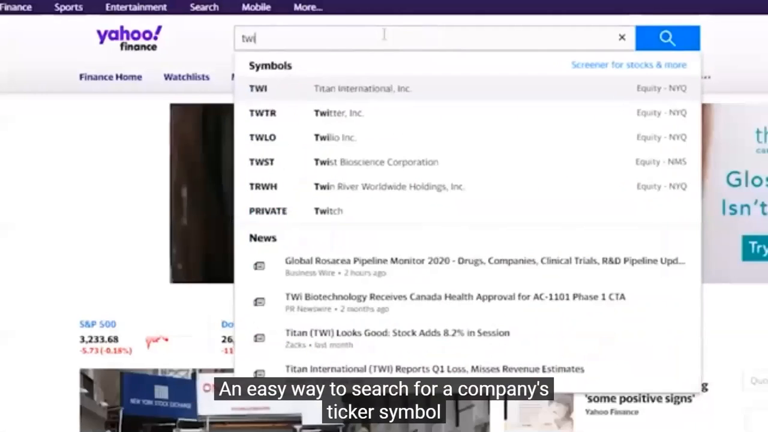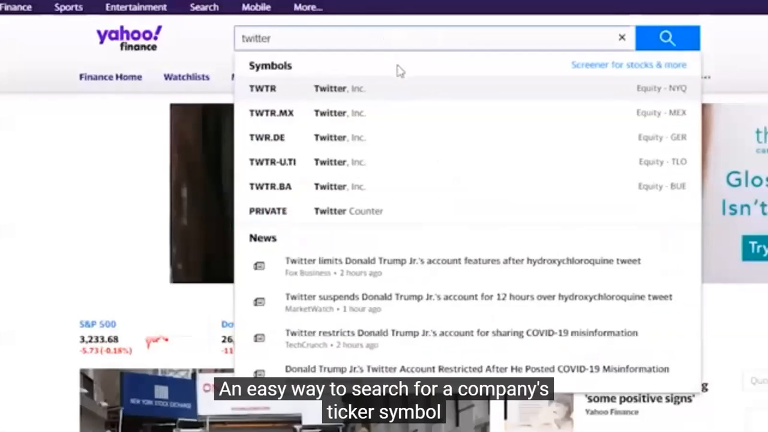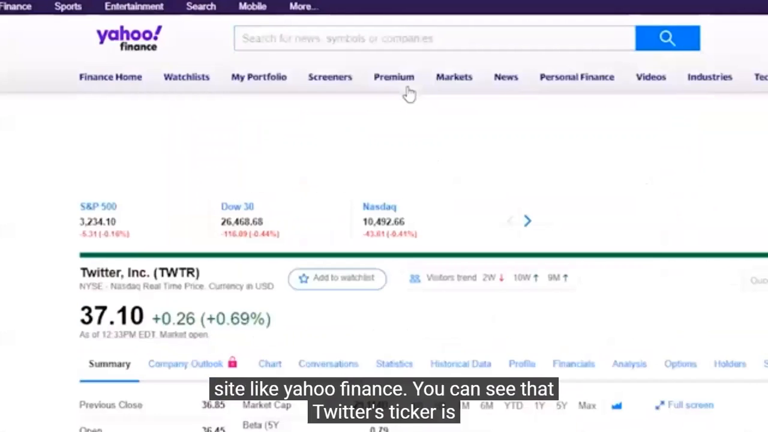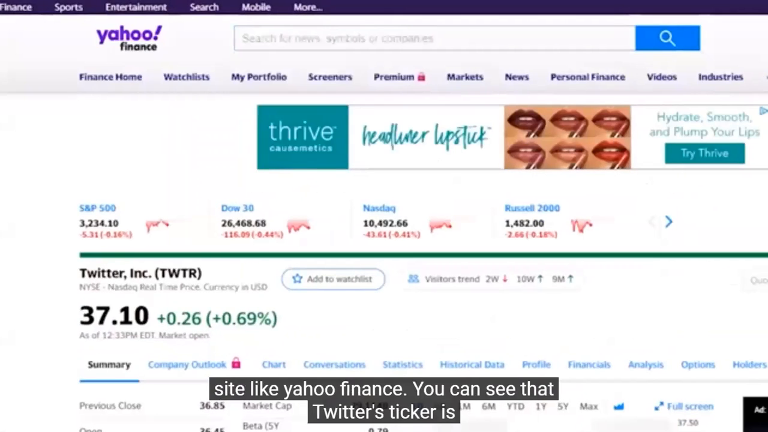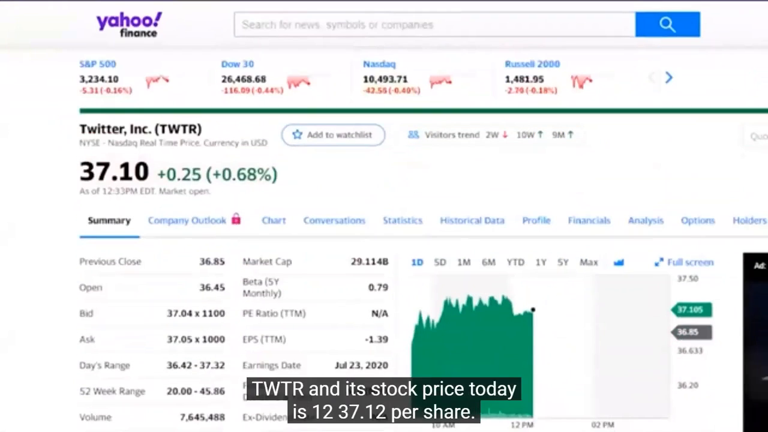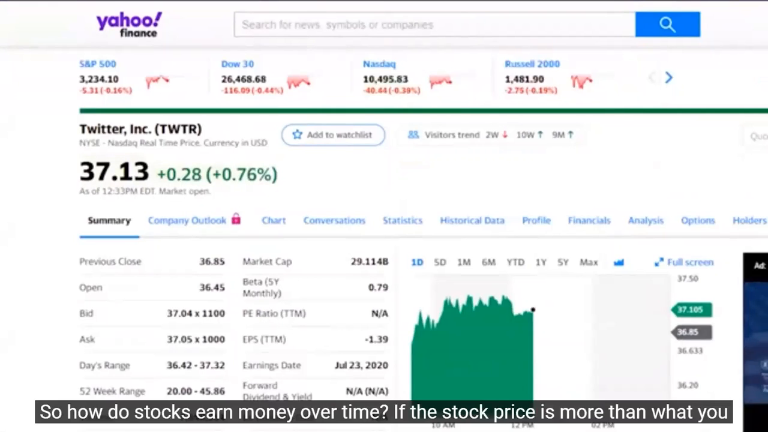An easy way to search for a company's ticker symbol is by typing in the company's name on a financial news and information site like Yahoo Finance. You can see that Twitter's ticker is TWTR, and its stock price today is $37.12 per share.